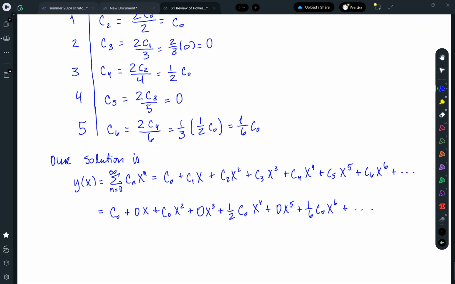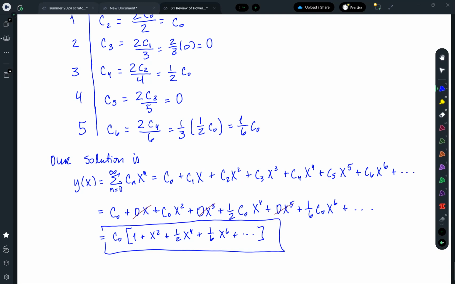Okay, now I can simplify this and make it look a whole lot better if I don't write those 0 terms, right? We can make those go away in our expression, but I'm also going to factor out a c0 since it's common to everything. So we get c0 times 1 plus x squared plus 1/2 x to the 4th plus 1/6 x to the 6th, and so on forever. This is our general solution for the differential equation in a power series form.